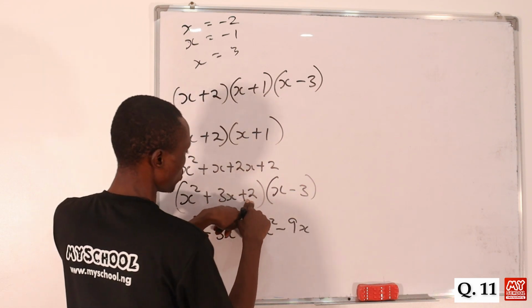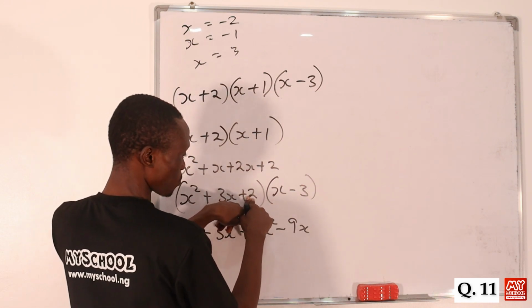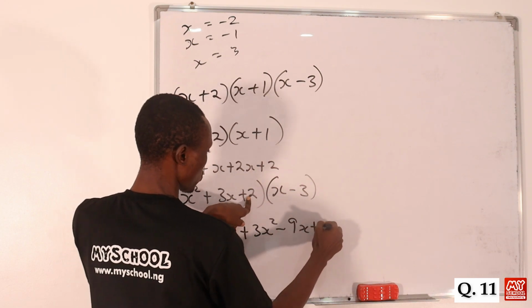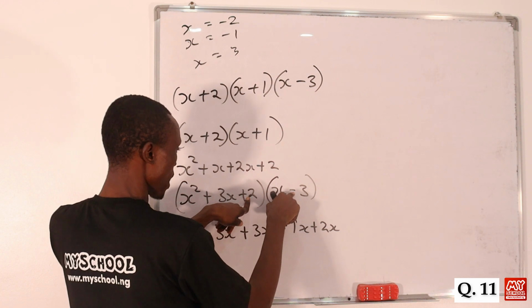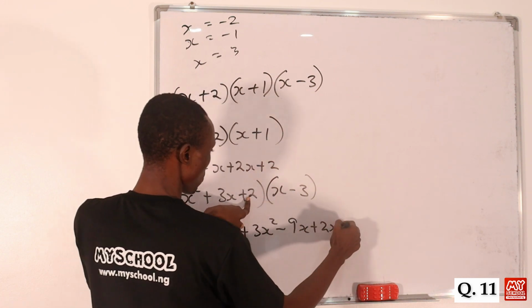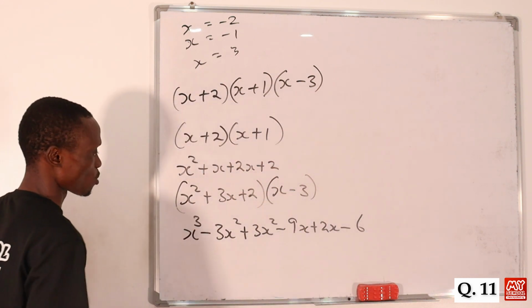So let's multiply with 2. So plus 2 times S will give us plus 2S. Then 2 times minus 3 will give us minus 6. So let's tidy up everything here.